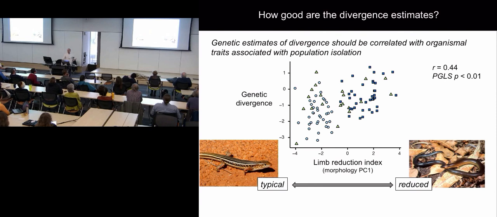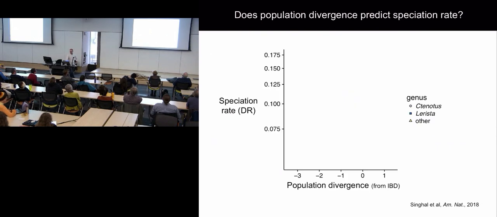This is a significant relationship. It just tells us that species that are limbless burrowers are more divergent in space, population genetically speaking, than species that look like typical surface active lizards. So that's a nice check on whether our genetic estimates are correlating with things that we already think are correlated with the ability of organisms to disperse across a landscape.